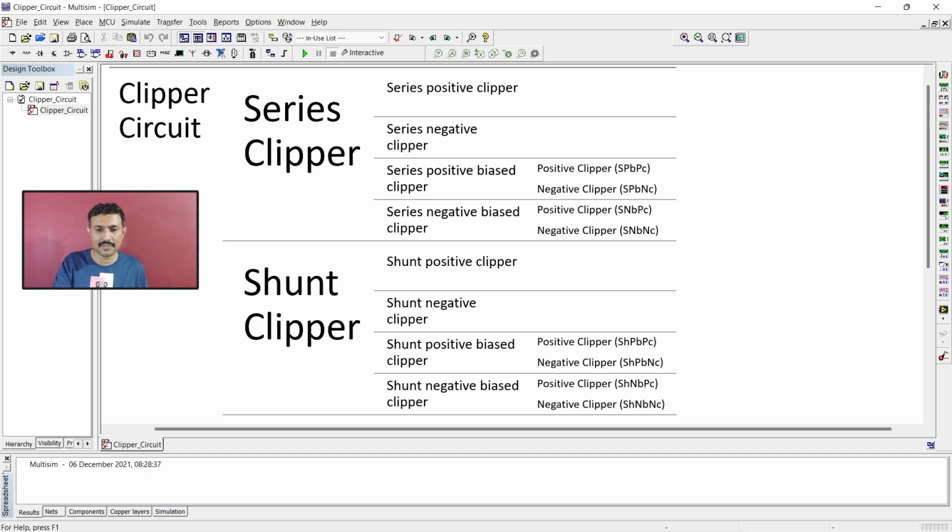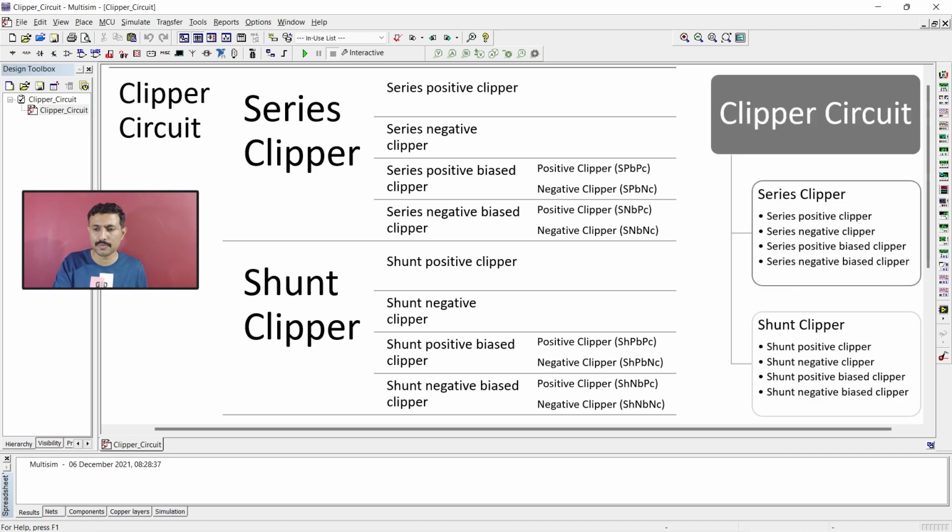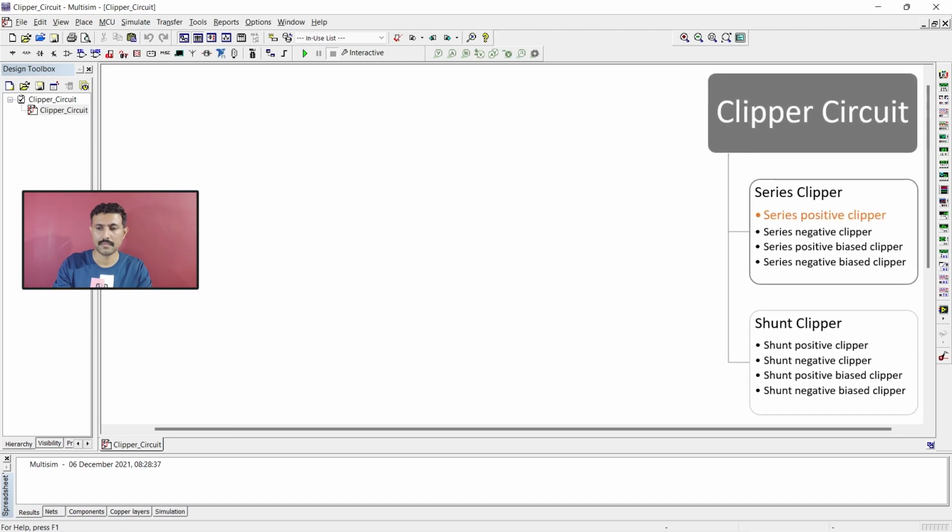So if we rearrange this structure and divide them into two groups, then we can see clipper circuits divided into two groups: series clipper and shunt clipper. Now we are going to explore the tricks to plot output waveform of series clipper and shunt clipper. And now we are going to explore the trick using which you can plot the output waveform in just 30 seconds. So amongst all these clipper circuits, first we'll start with series positive clipper.